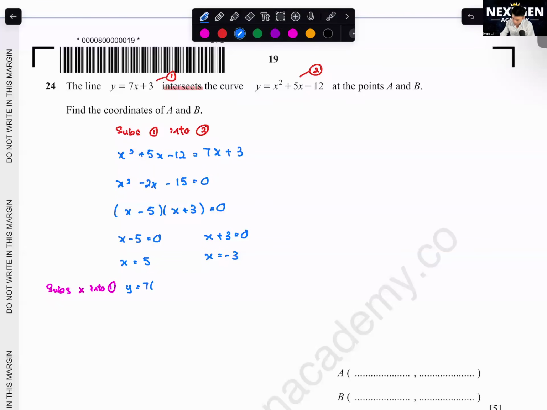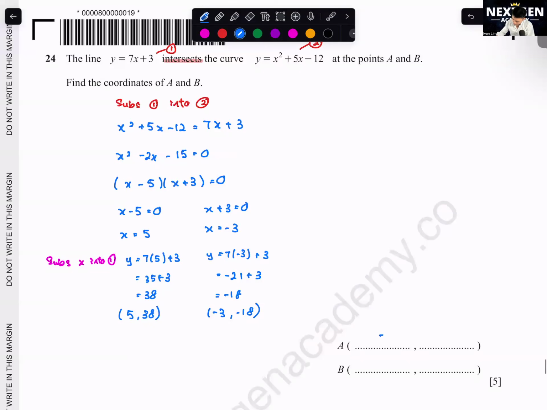y equals 7 times 5 plus 3. y equals 7 times -3 plus 3. Okay, 7 times 5, 35 plus 3. This one is 38. Okay, so we got (5, 38) here. Minus 21 plus 3, minus 18. So (-3, -18). Okay, this one they never say which one is smaller, which one is bigger. So it doesn't matter which one you all put.